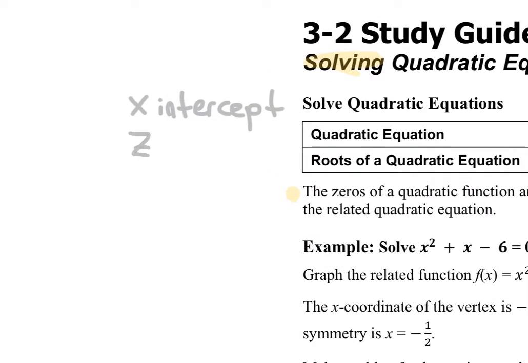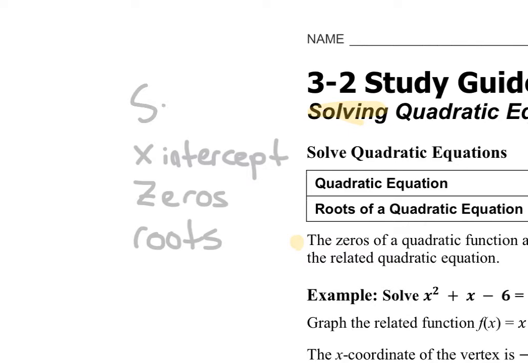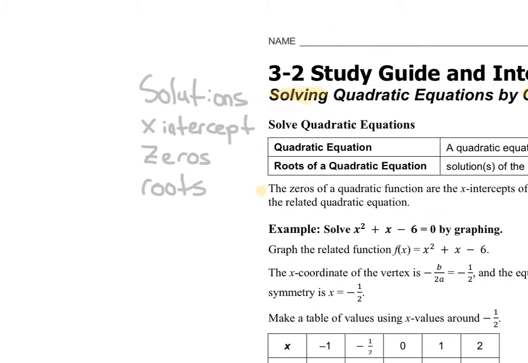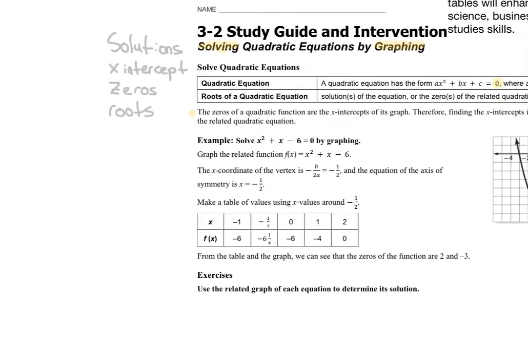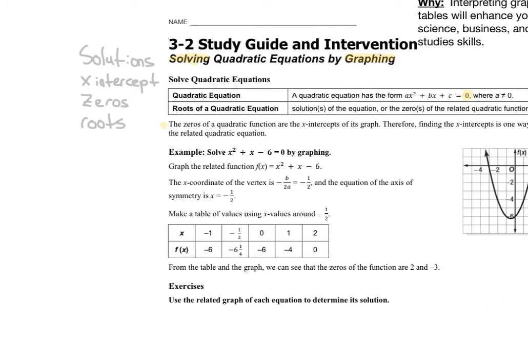When you see the word zeros, that's talking about x-intercepts. When you see the word roots, that's talking about x-intercepts. And then finally, to answer our initial question, all of these are known as solutions. So solutions are finding the x-intercepts, which could also be called zeros or roots. So that's what it means to solve by graphing. We will want to find the x-intercepts for the graph.